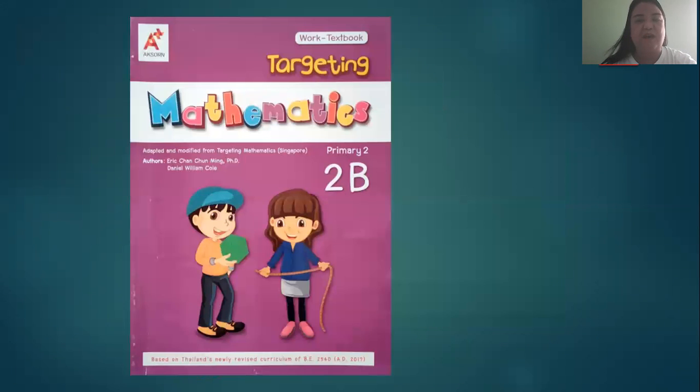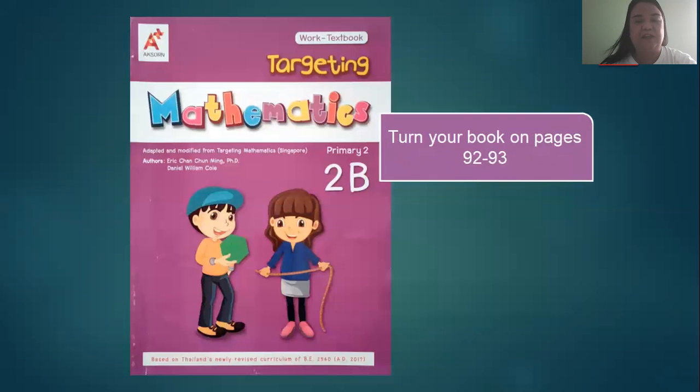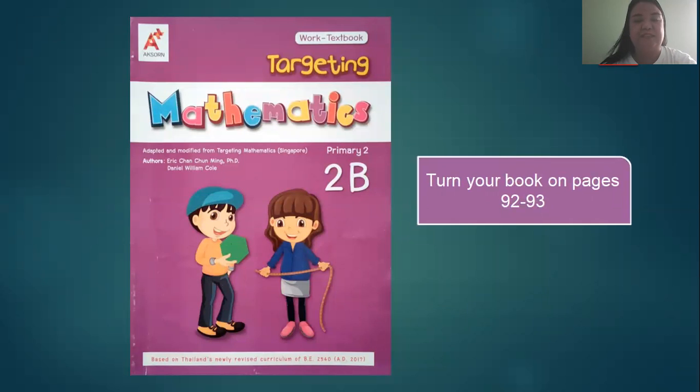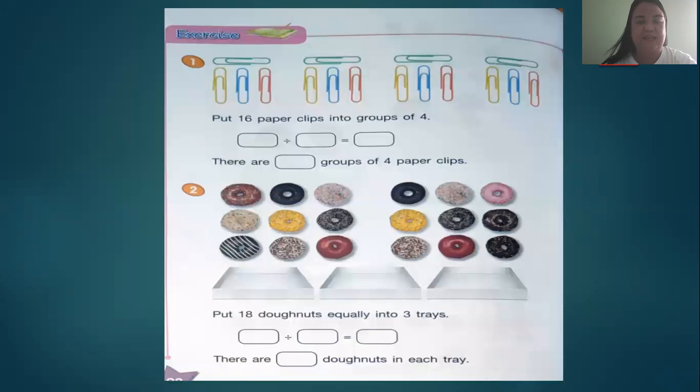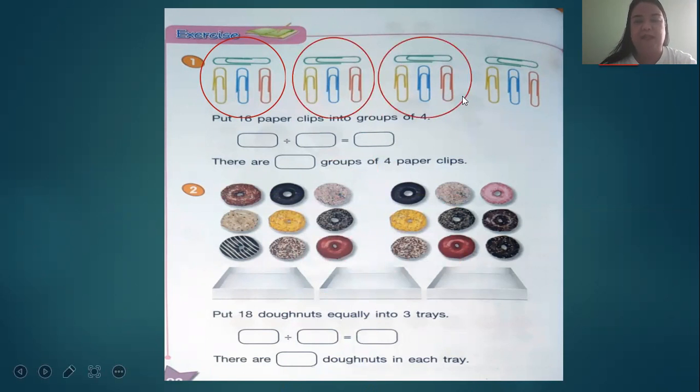Very good. Now I want you to get your book and turn to pages 92 to 93. So let us answer exercise number 1. Put 16 paper clips into groups of 4. So let us group these paper clips. 1, 2, 3, 4, one group. 1, 2, 3, 4, two groups. 1, 2, 3, 4, three groups, and 4 groups. So there are 4 groups of 4. So put the 16 here.